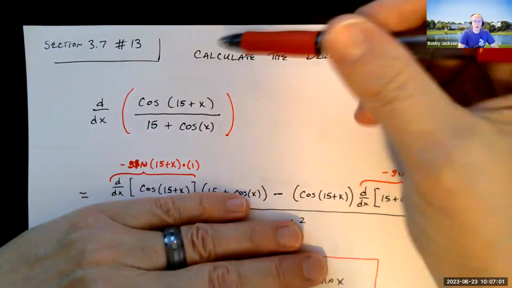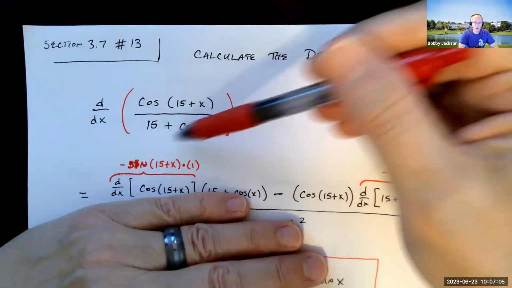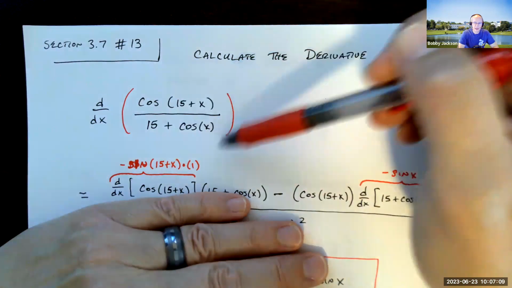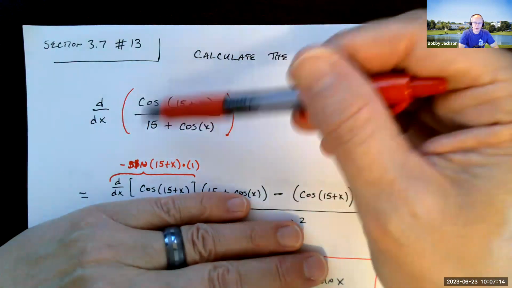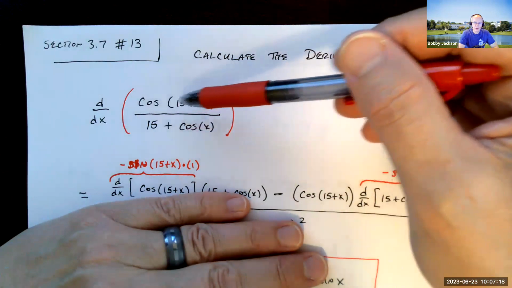Okay, we're going to look at number 13 in section 3.7. It's just calculating this derivative here. And they've got the derivative with respect to x. They don't have the parentheses. I like to put the parentheses around that, focusing on what we're taking the derivative of. It's this whole thing. And so when we look at this, first off, it's a little tricky.